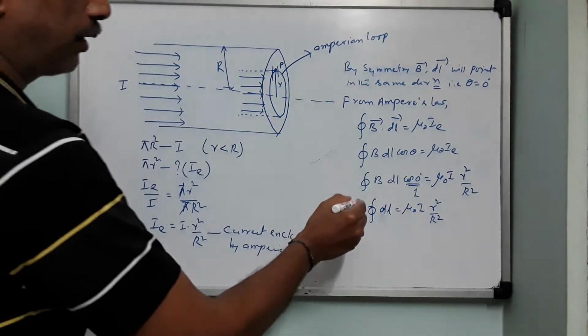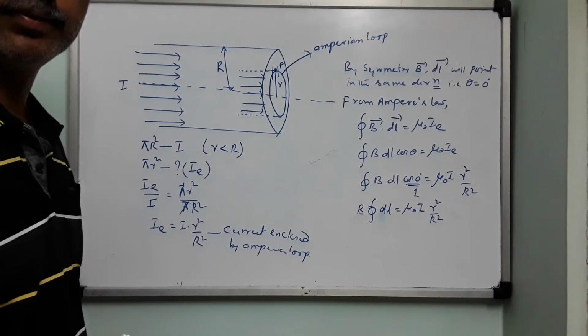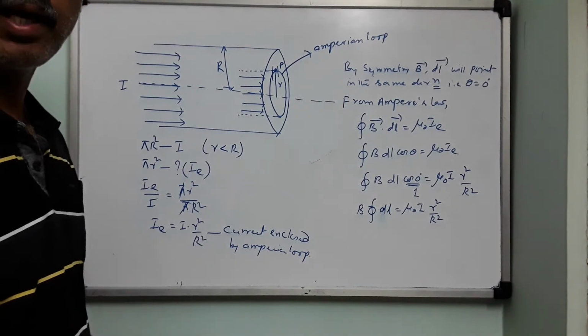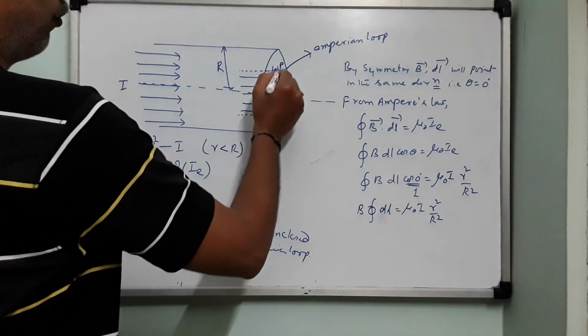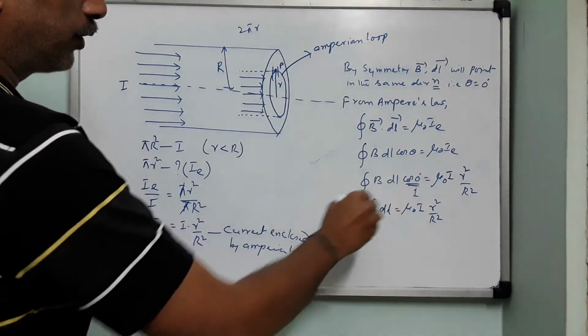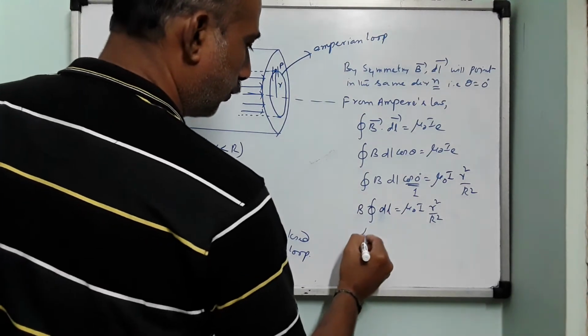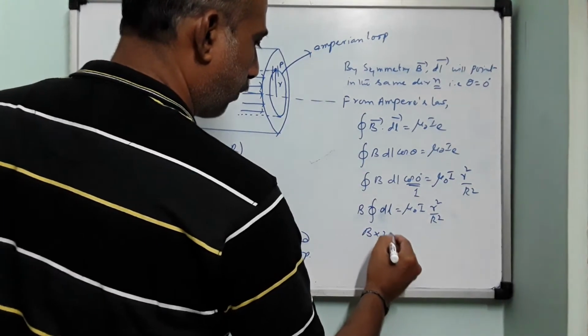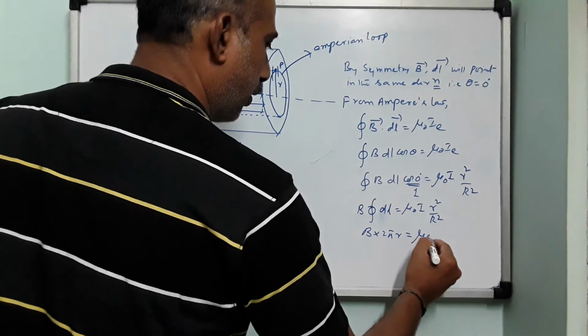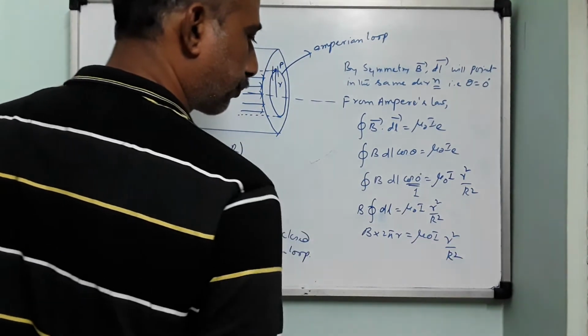So dl is what? An element of Amperian loop. Yesterday also we said the same thing. dl is an element of Amperian loop. Amperian loop now will have the circumference of 2 pi r. So if you add all these dl's, you will get 2 pi r. So integration means addition only. So B into 2 pi r is nothing but mu naught into I into r square by R square.